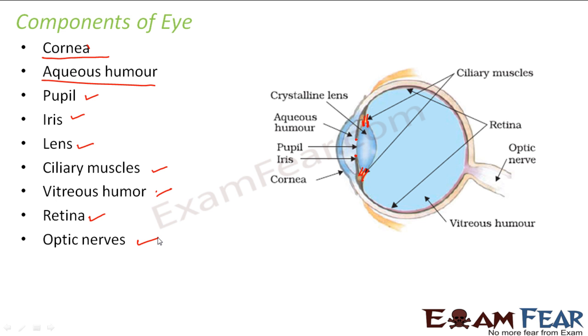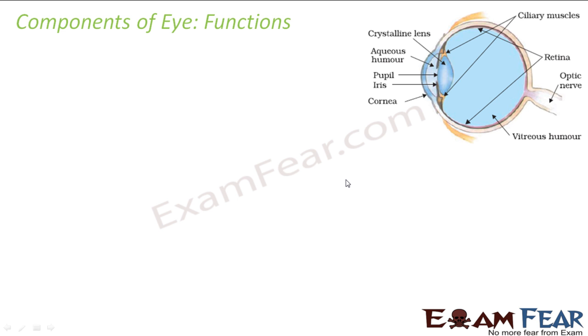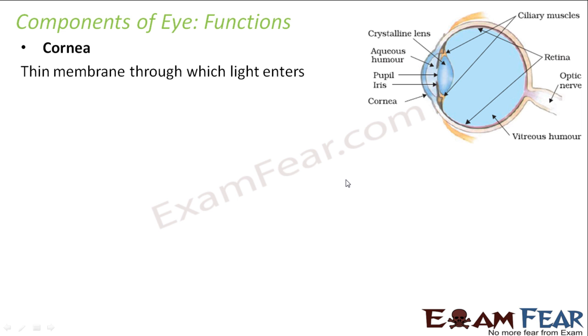Now that we are aware of the structure of the eye, we will look at the functioning of each of these parts. Now let us look at the function of each of the components of the eye. Whatever components we discussed in the previous slide, we will see what is the function of each of them. So let us again start with the cornea. What is the purpose of the cornea? It is a thin membrane through which light enters the eye, right?